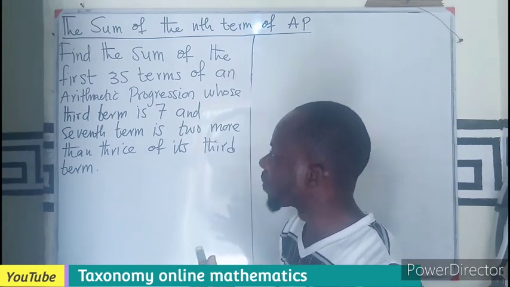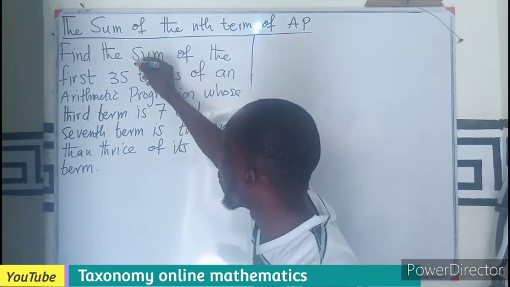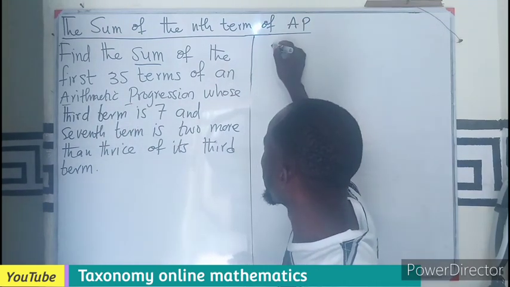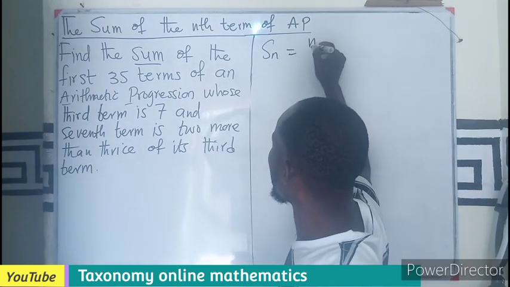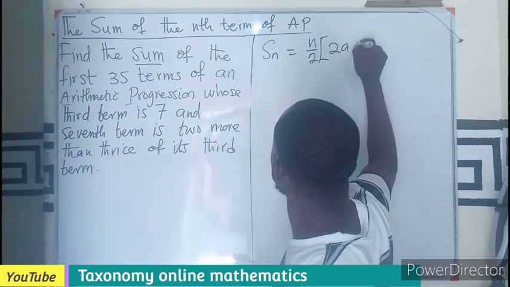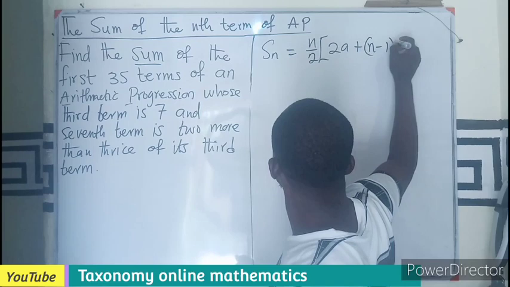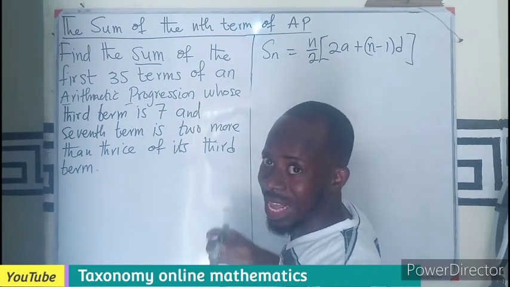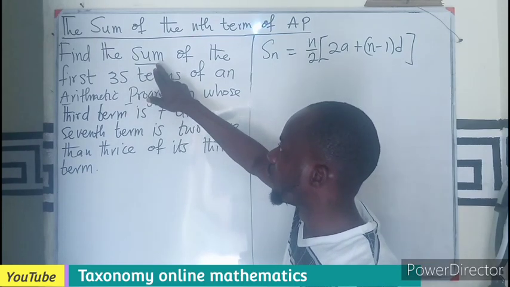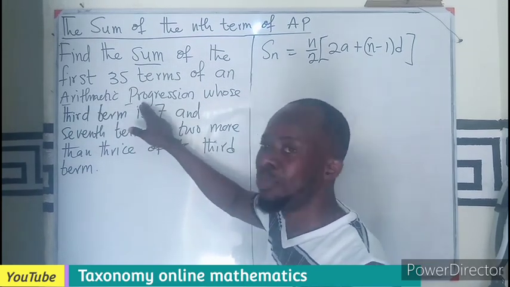Sequence and series. We know that if the sum of an AP is mentioned, we go straight forward with sum equals n over 2 [2a plus (n minus 1)d] if you don't know the last term. So this is what we need in order to fulfill the sum of the AP.